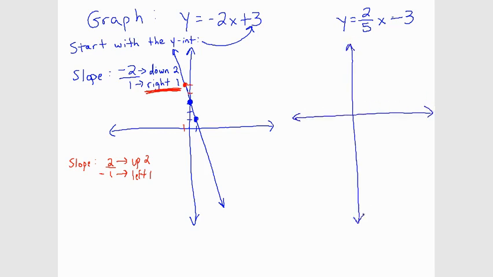And I'll write it out again. We start with the y-intercept. That would be this 3 right here, but now it's a minus 3. Before it was a plus 3, now it's a minus 3, which means this y-intercept is negative.